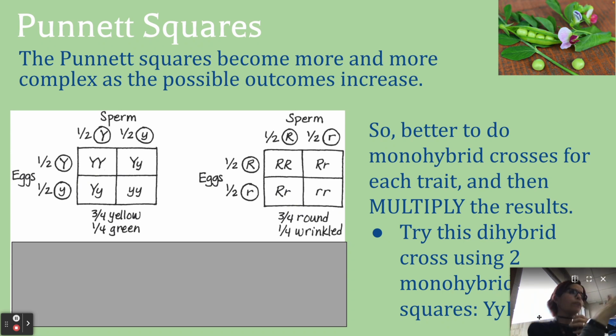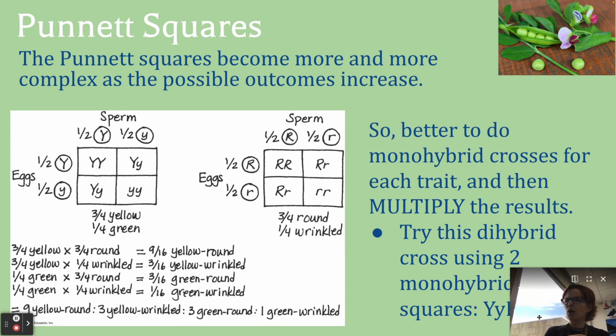And so I gave you some problems in this unit where we had like 5 traits, and you had to figure out, so that Punnett square would be enormous. It's a lot easier just to do 5 Punnett squares, 1 Punnett square for each trait, and then multiply the probability. So watch how we did this.